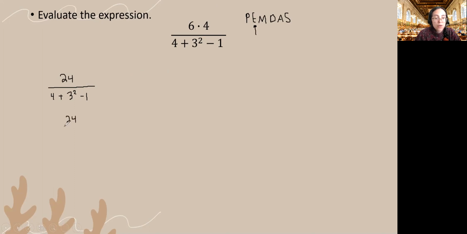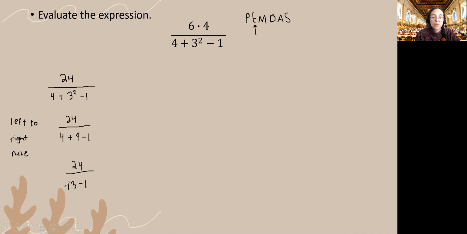So I'll write 24 divided by 4 plus, and 3 squared is 3 times 3. So I'm just going to write 9 and bring down the minus 1. Now I have addition and I have subtraction. So I'm going to again use the left to right rule. So I'm going to work from the left towards the right. So I am going to start here. So 4 plus 9 is going to give me 13. And now we bring down the minus 1.